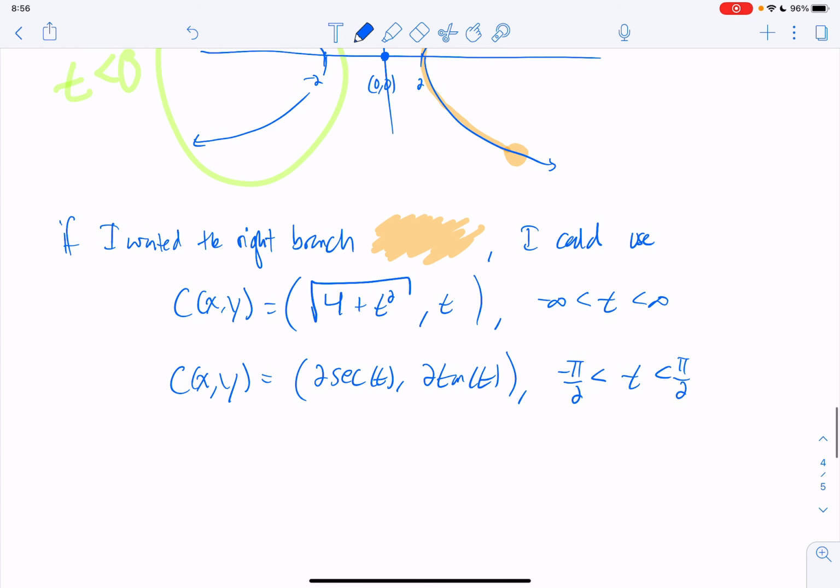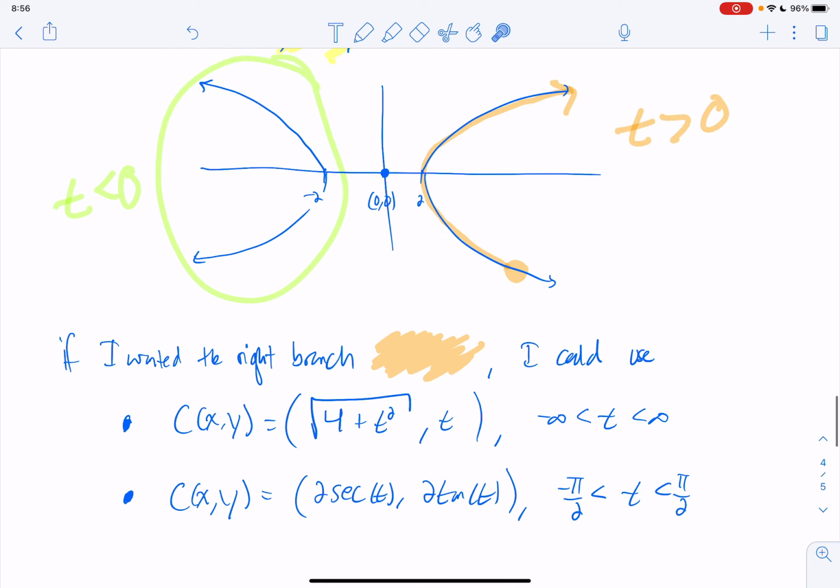I could have done other things that are a lot more weird. The point is that parametric equations get a little complicated. These both will give us exactly this branch that we looked at here. These are two very, very different looking parametric equations. So there are subtleties in every single one of these examples, and there's no one-size-fits-all way of handling them.